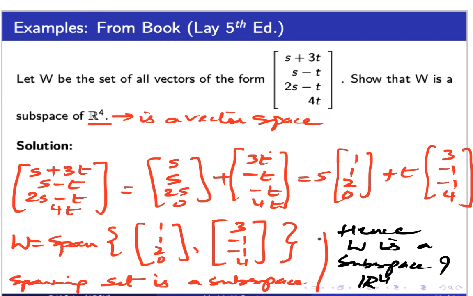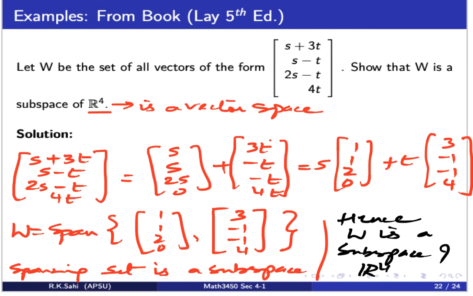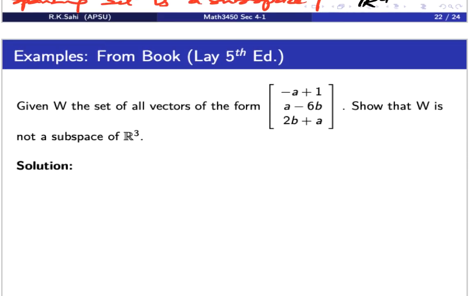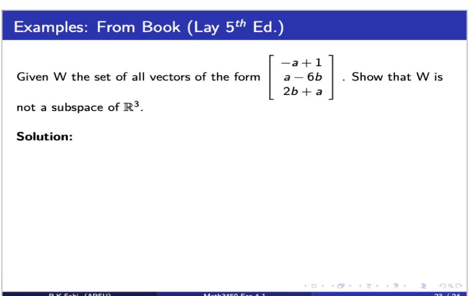So let's look at an example where it is not a subspace. And guys, I'm taking all these examples from the book. Here, given W, the set of all the vectors of the form minus A plus 1, A minus 6B, 2B plus A, show that W is not a subspace of R3.